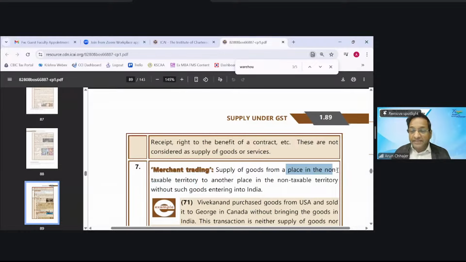So from a place in the non-taxable territory to another place in the non-taxable territory, without such goods entering into India. Because goods are not coming to India, it is neither import nor export. It will not be treated as import, and it will not be treated as export. So both the transactions will be excluded from the tax liability.